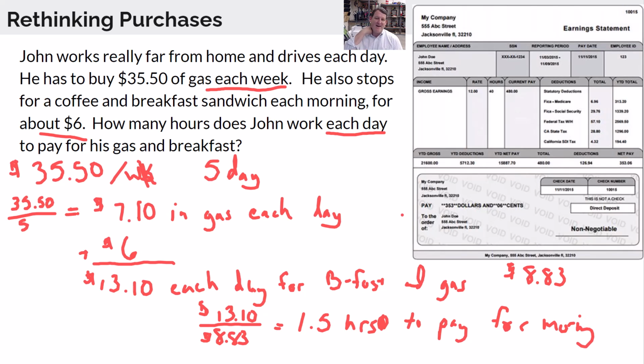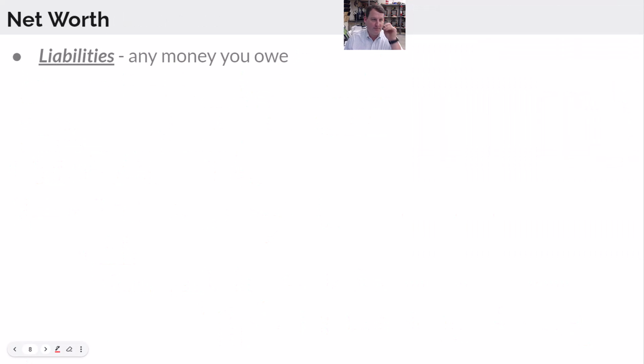So that means after he gets to work, he clocks in, and the next 1.5 hours is money he's already spent on gas and breakfast. It's already burned up. So it's another way to think about our spending. And I think that might be it. Oh, nope, net worth. We got a few more things.